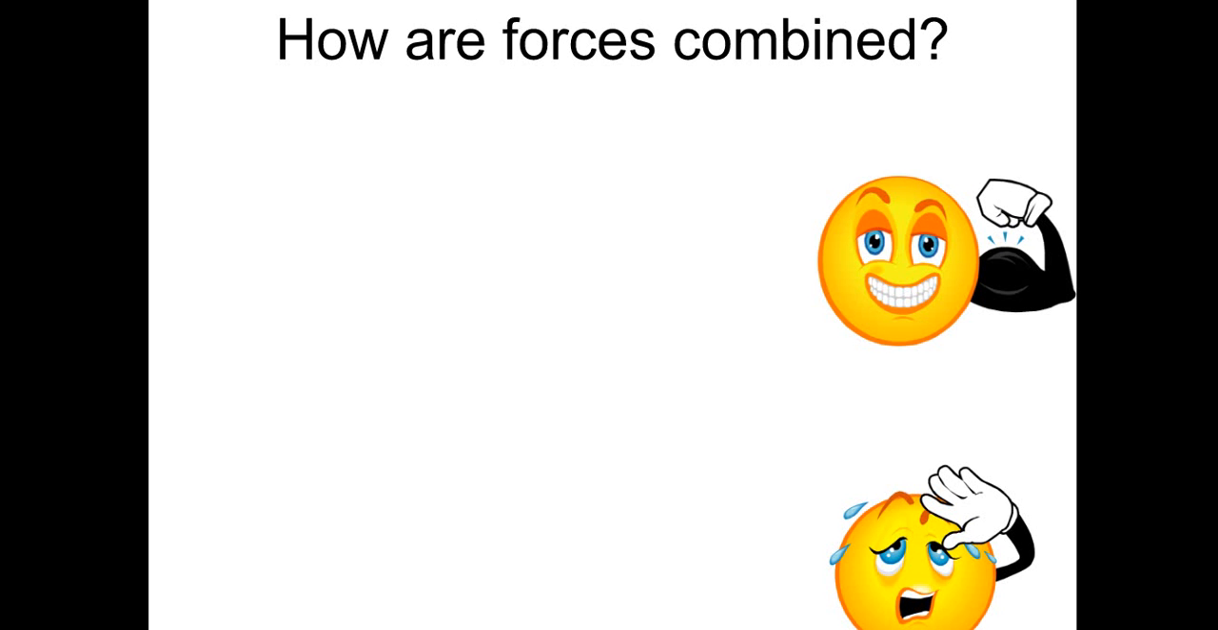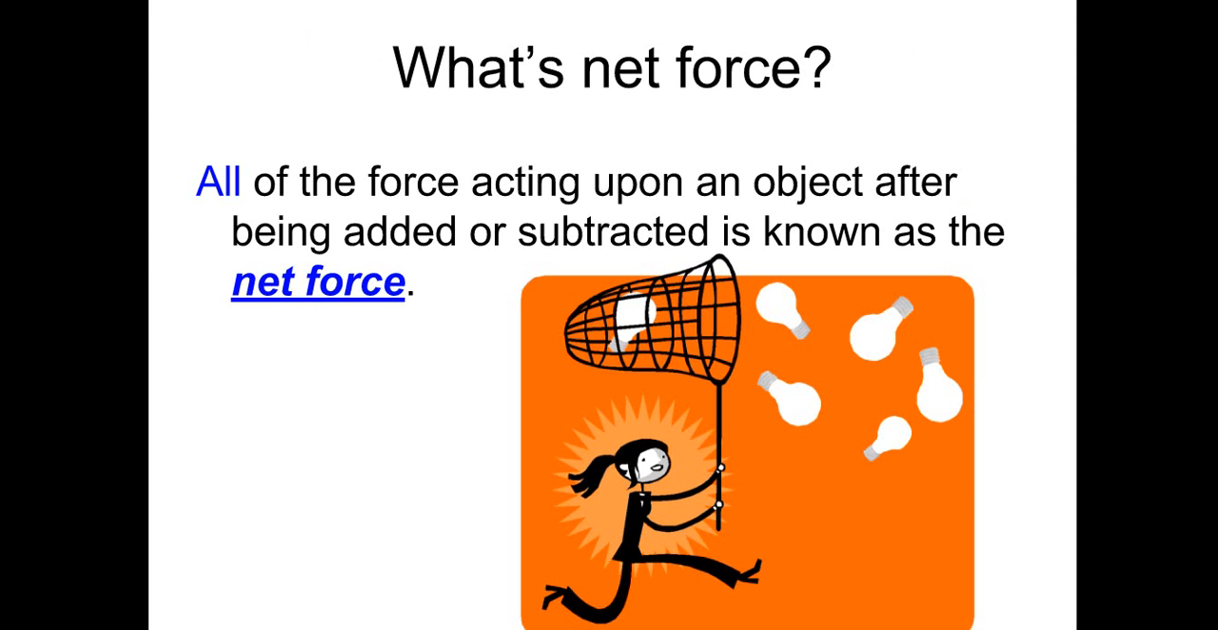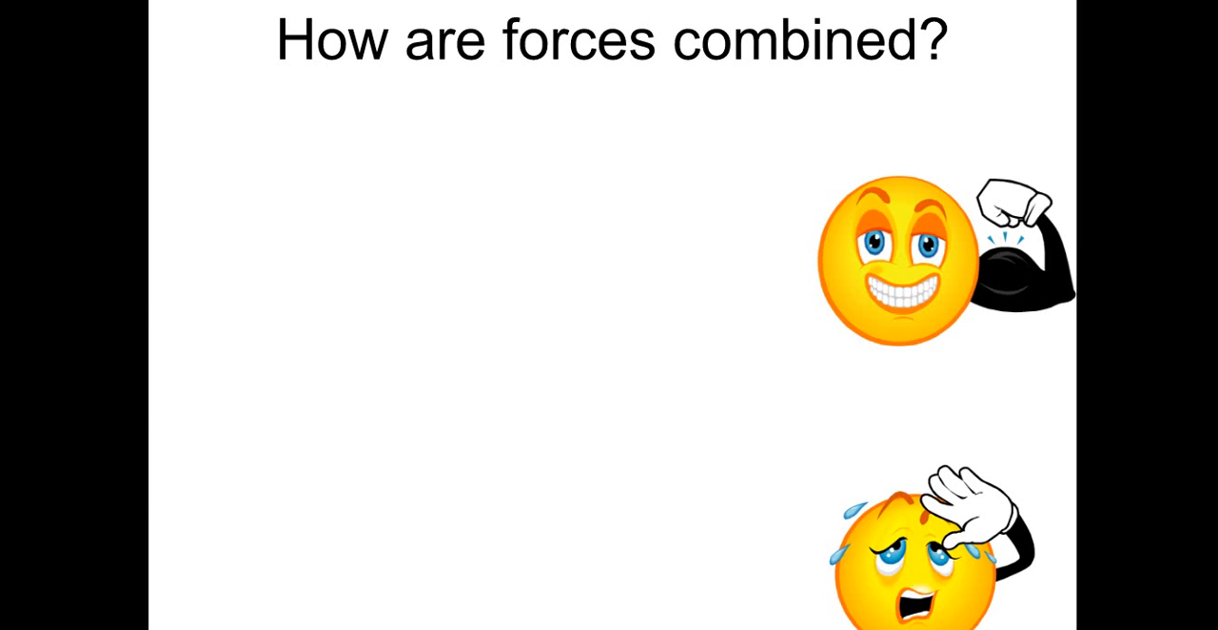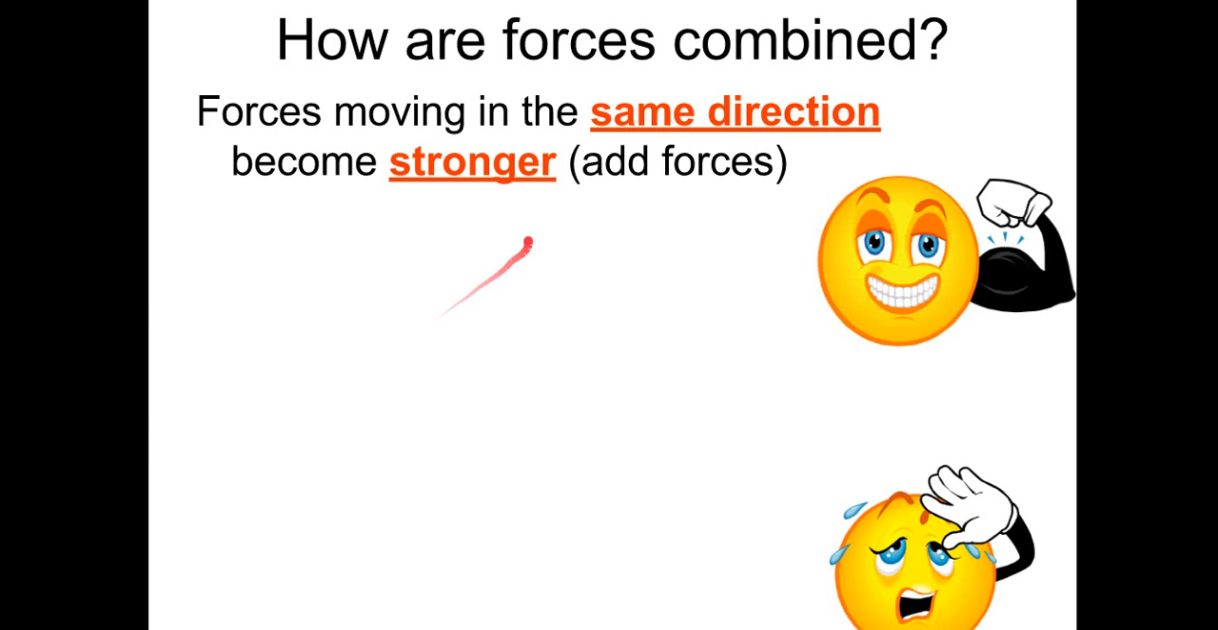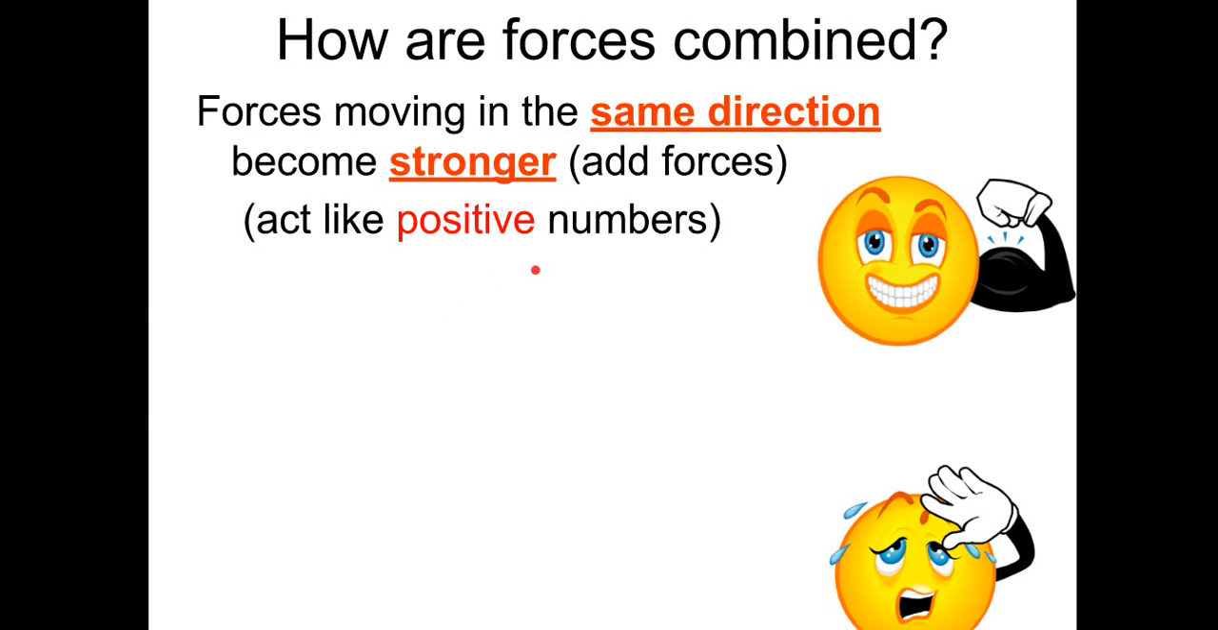How are forces combined? Talking about the net force, we said after being added or subtracted is known as the net force. If we come here, we're looking at how are forces combined, and this is exactly what we're talking about. Forces are moving in the same direction, so they're both acting on the same object. They're going to become stronger. So you're going to add those forces together, and they're going to act like positive numbers. That's like your car stuck in the mud, and you're pushing on the back of the car, and somebody comes along to help you. They're going to push in the same direction as you, so you're adding your forces together. They're working in the same direction. So when you're looking at numbers, again, they act like positive numbers. You're going to add them together.